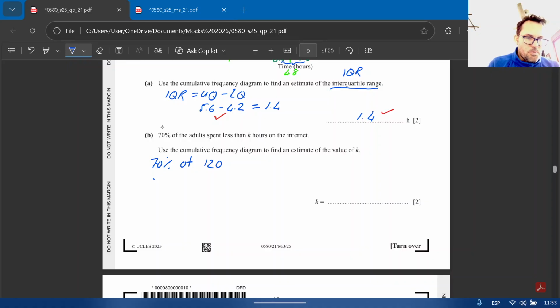Well, we know 70% as a decimal is 0.7, and we multiply that by 120. That's how you find 70% of something. This is not hard to do, because we know 7 times 12 is 84.